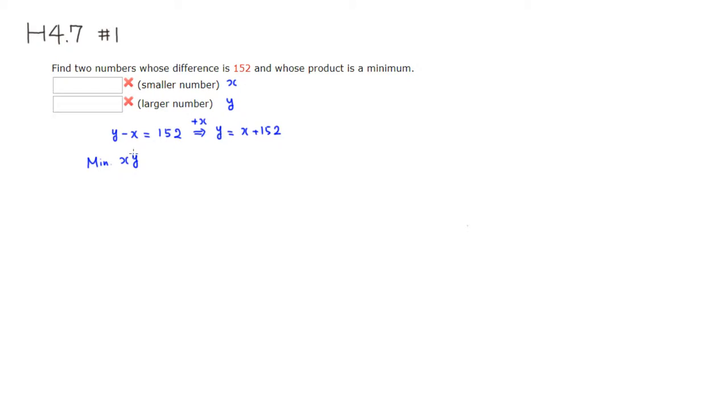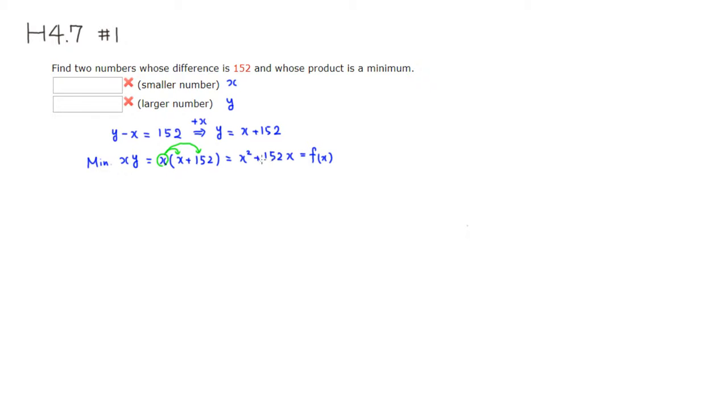We're going to plug this in here. So we want to minimize x times (x plus 152). I'm going to distribute x to each term in the parentheses, so this is x squared plus 152x. Let's call this f of x. Now let's try to minimize this.